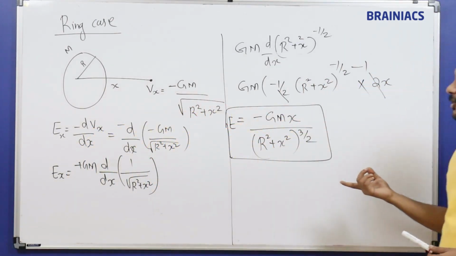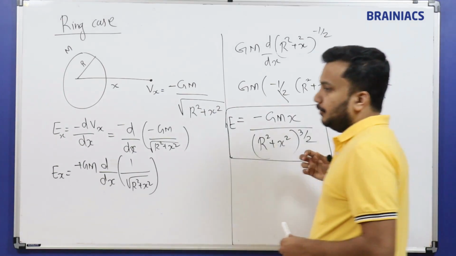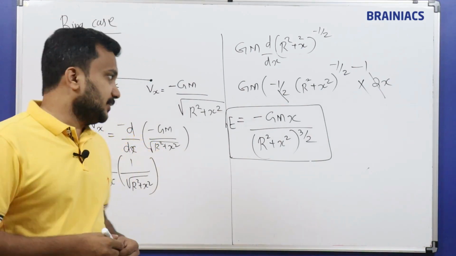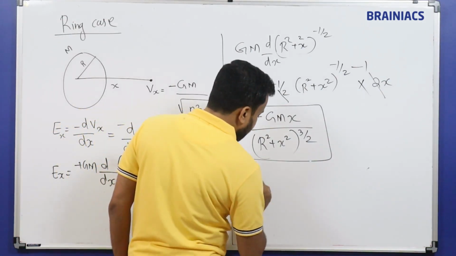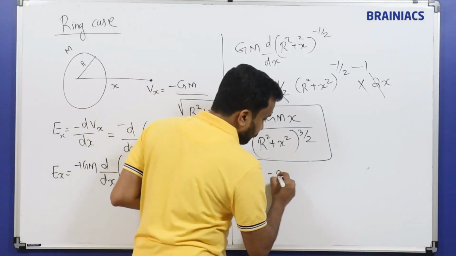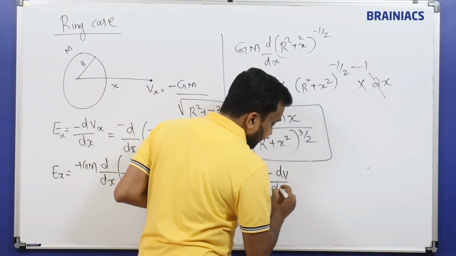If you know the potential, you can find out the value of E, or if you know E, you can also find out the value of the potential. So what are the equations? If you want to find E, you have to use minus dV by dr.